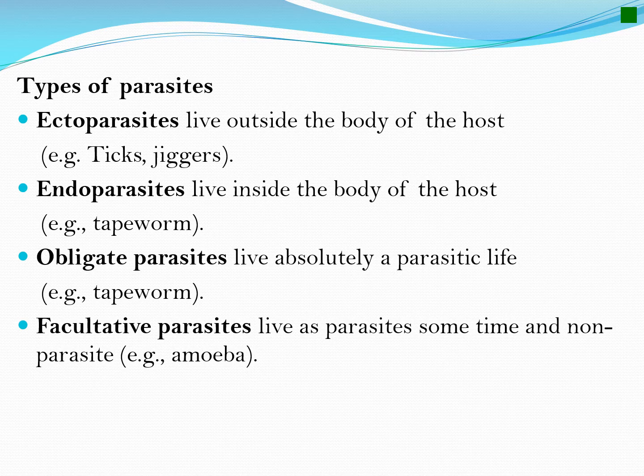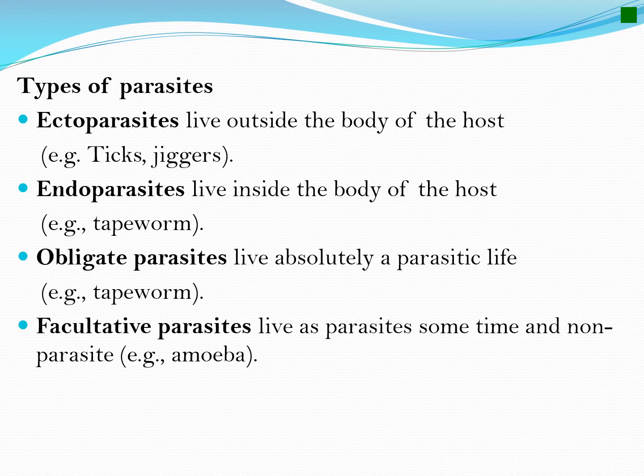Obligate parasites are those that live an absolutely parasitic life. They cannot live without a host. The tapeworm comes again as an example. A tapeworm is at the same time an endoparasite because it lives inside its host. It is also an obligate parasite because it cannot survive outside the body of its host. So it always requires the presence of a host to survive. That's the reason why it is an obligate parasite, and an endoparasite because it lives inside the body of its host.